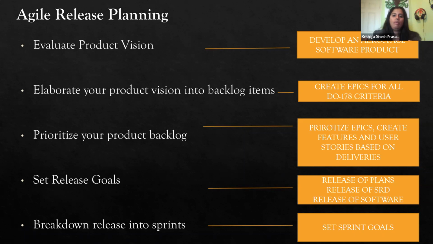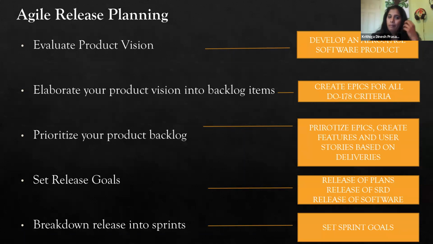And if you have a group of people working on it, let's say 5 to 6 people, so determine the activities, what the developers need to start thinking, what the verification team needs to start thinking, what the lead needs to start thinking, and then coordinate all this and prioritize all of this in your backlog. And then that's my third point: prioritize, create feature, user story, and based on the deliveries. And then set your release goal.